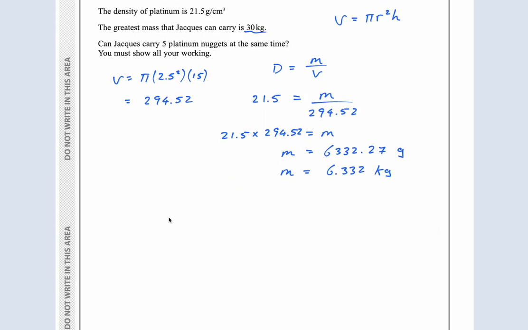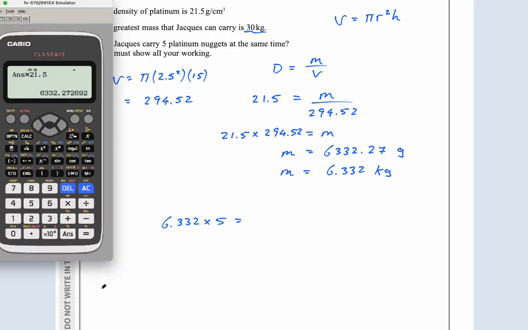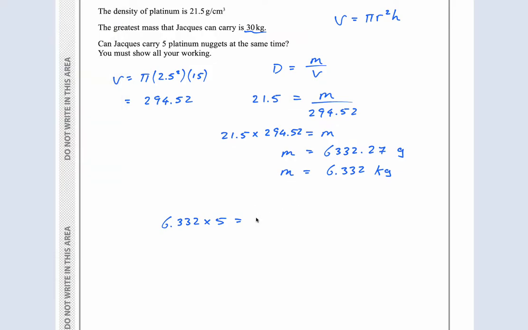So I'm going to say 6.332 times 5 equals, let's do it, 6.332 times 5 is this, 31.66, which is greater than 30, so it's too heavy. Therefore, no, he cannot carry 5 platinum nuggets. Okay, done.